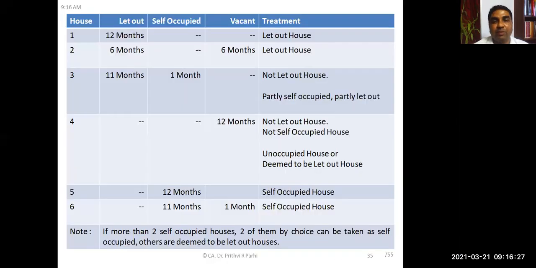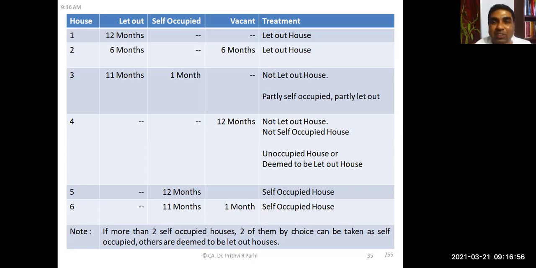Here is one concept. Again, I will be explaining it at the appropriate time. If the assessee has more than 2 self-occupied houses, then either 1 or 2 or both of the houses, by the assessee's choice, can be considered as self-occupied house. Other houses shall be deemed to be let out house. Now I think you got some idea about what is deemed to be let out house.